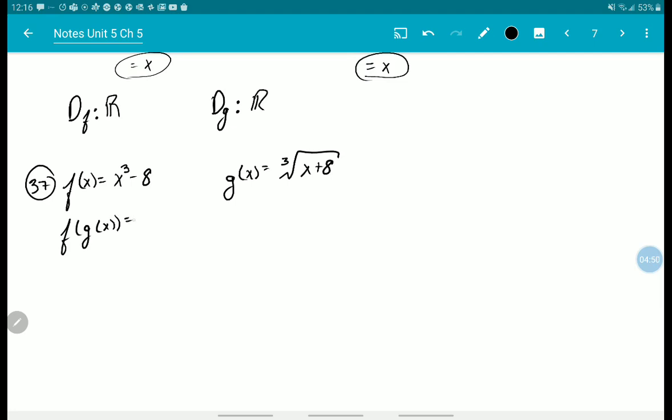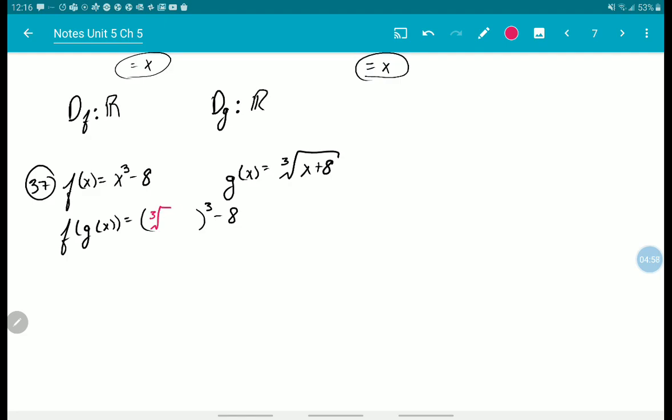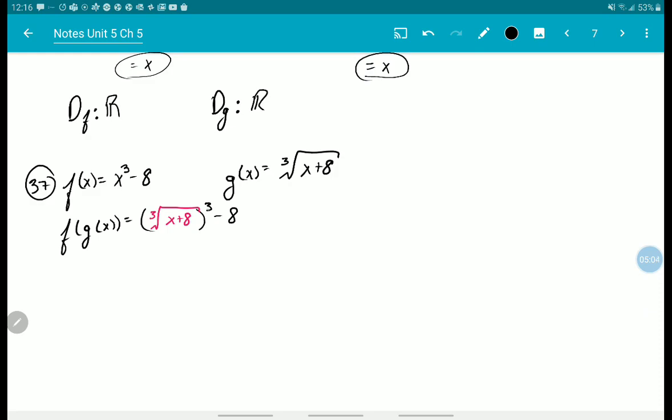So let's form some composites. f is x cubed minus 8. And we're going to substitute in that cube root of x plus 8. You can see how cubing a cube root will leave us with just the radicand. And then 8 minus 8 cancels. So we get x.